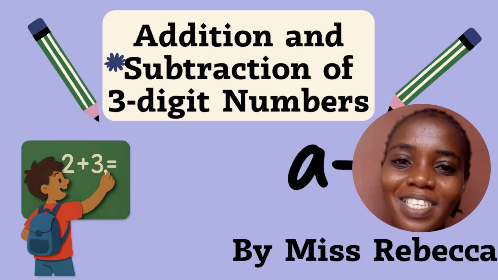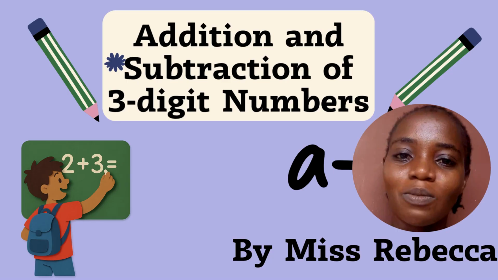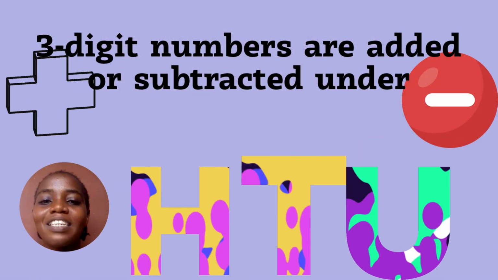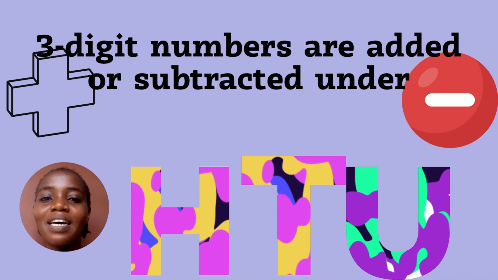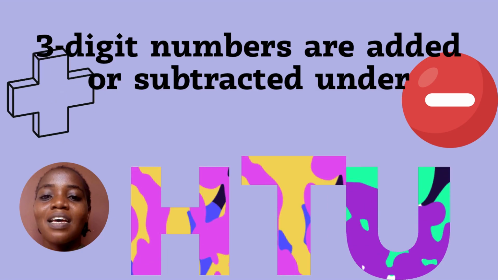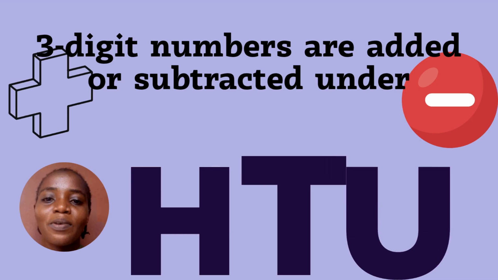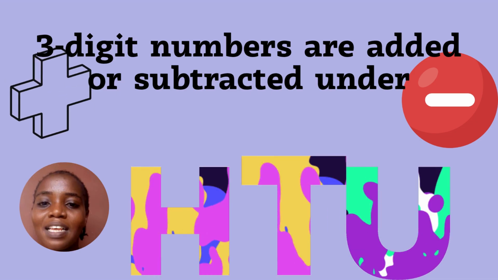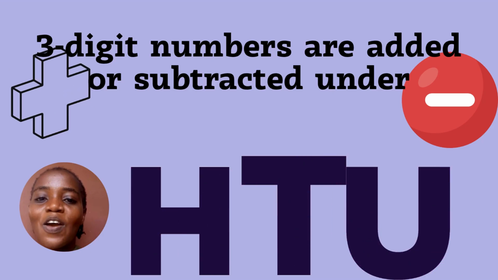Today, we want to consider addition and subtraction of three-digit numbers. In our previous lessons, we talked about addition and subtraction of two-digit numbers, and we understood that they are done under tens and units. But today we are looking at addition and subtraction of three-digit numbers, and it is important for us to note that they are done under hundred, tens, and units.